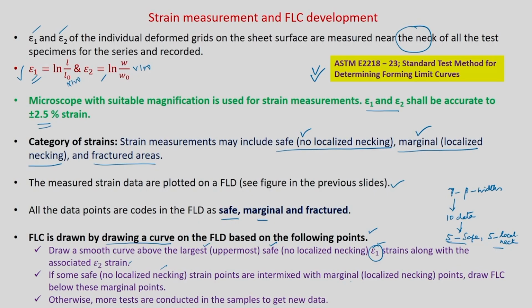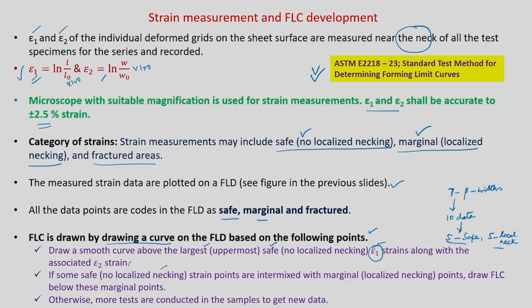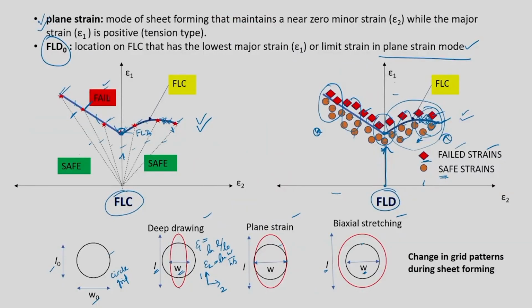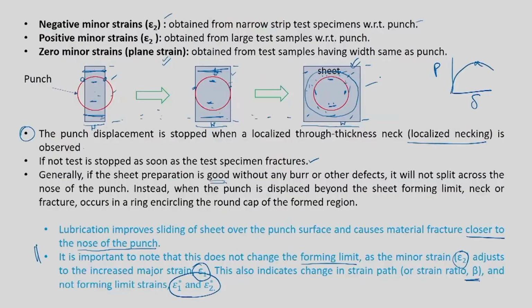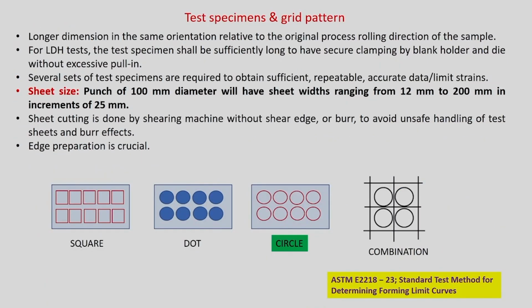Otherwise, in that particular strain path, you do more tests, more trials to get more data, so that you can get a better separation between the failed ones and the marginal ones. So that's the way you have to draw the forming limit curve. Finally, you will get this particular type of diagram. This is called a forming limit diagram. These many issues are there when you draw the forming limit curve of a material.